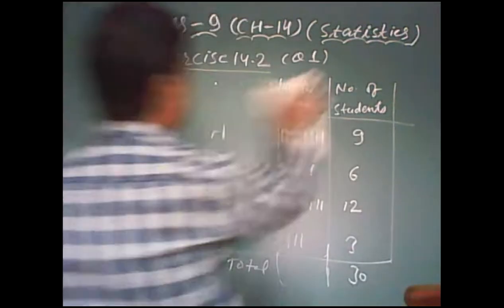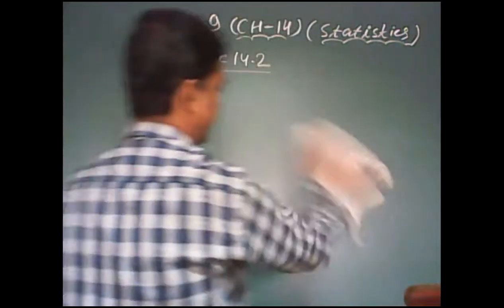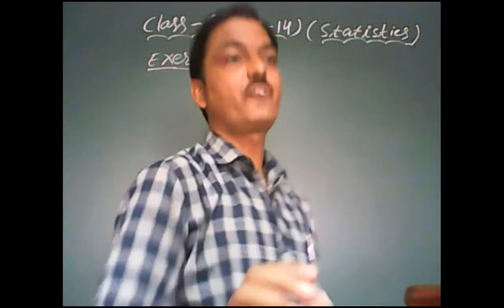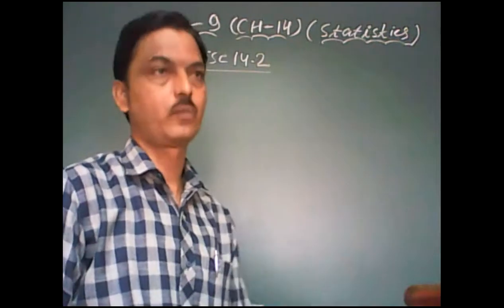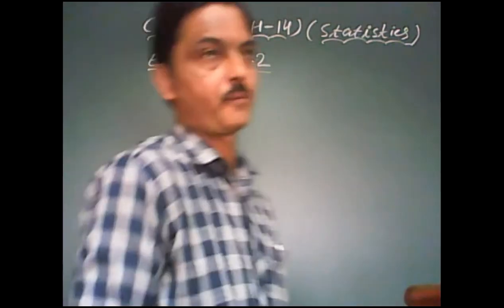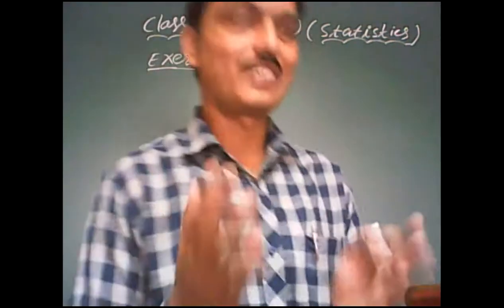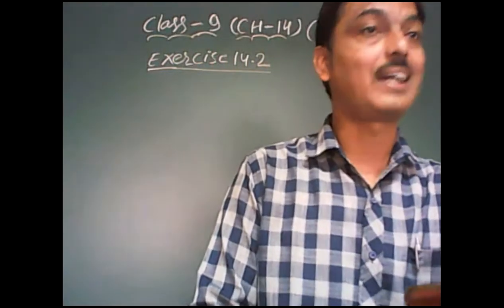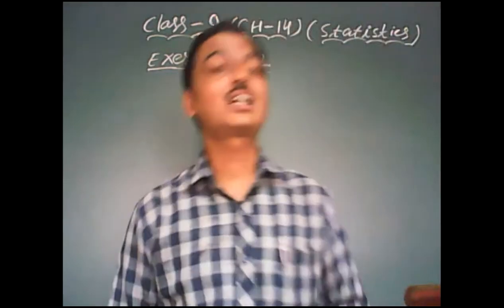Now students, the next question. Read question number 2. Here we have the distances of 40 engineers from their place of residence to their place of work, found as follows. There are 40 engineers, and the distance is given in kilometers, right? Construct the group frequency table with class size 5.